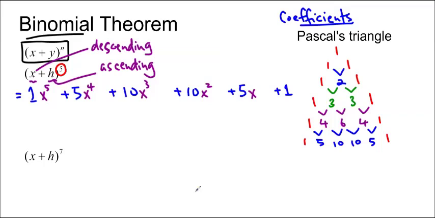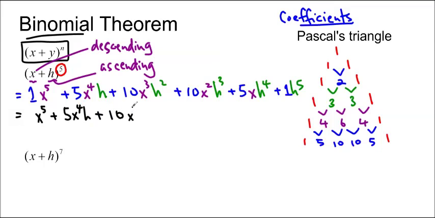And then the h's are going to go the opposite way, so h to the 0, h to the 1, h to the 2, h to the 3, h to the 4, h to the 5. Okay? And if you have any coefficients that are 1s, you can just leave them out. They kind of disappear like ninjas into the night. So we write it out properly, and that's it. That's all you need to do to get it right. I'm just going to finish that off.